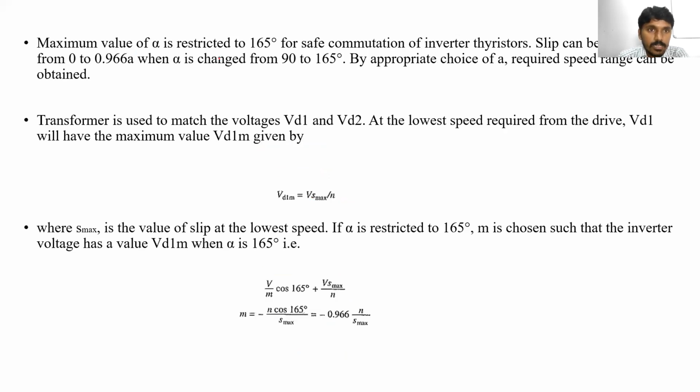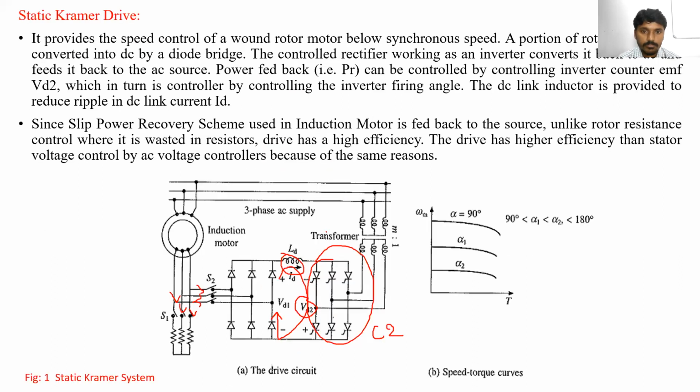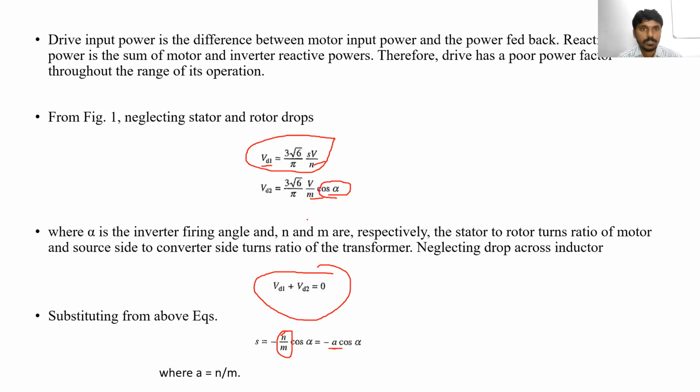Maximum value of the alpha is restricted to 165 degrees. So we can vary the firing angle up to 165 degrees for safe commutation. If we vary it more than 165 degrees, the turning off of this thyristor and this thyristor will overlap. If these two thyristors overlap, the commutation circuit will fail because it will be short circuited. That's why it is better not to increase the firing angle more than 165 degrees.